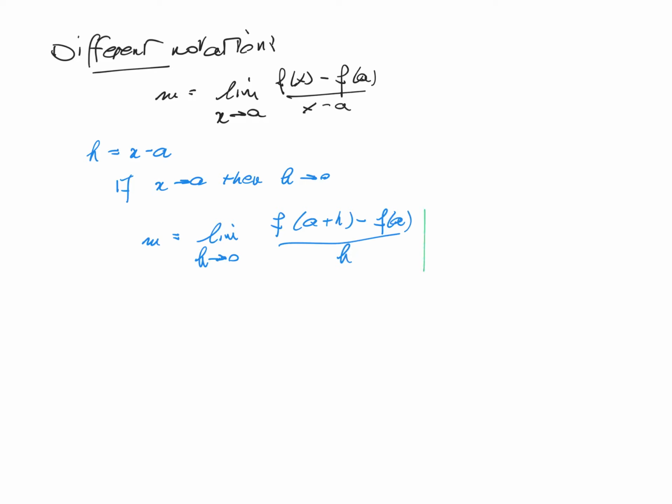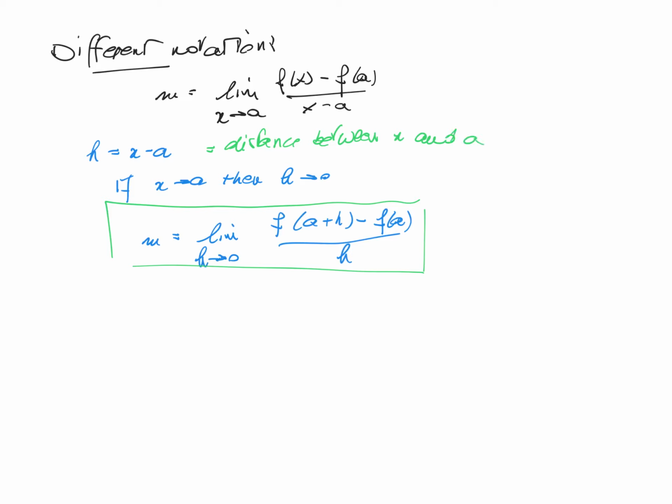So we obtain an alternative formulation for the slope, and sometimes it is easier to work with this formulation than with the previous one. It will depend a bit on the function. In this formula, h is actually just the distance between x and a.